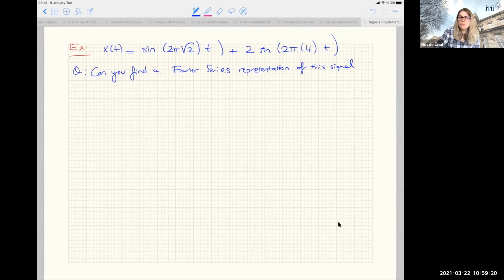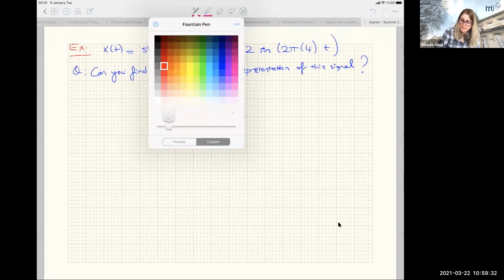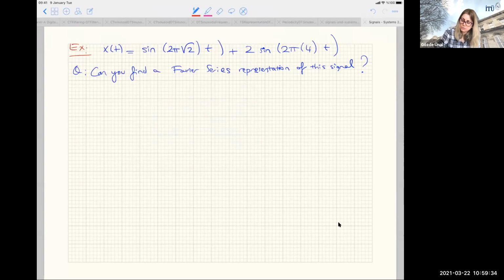I mean, you can always show the frequencies in a spectrum, by the way. The spectrum is not equivalent to Fourier series, but what are the frequencies in this signal? You just have to say, hey, I see these two frequencies. There is an F1, which is square root 2 Hertz. There is an F2, which is 4 Hertz, right? But is there a greatest common divisor of these? Of course, there is none.